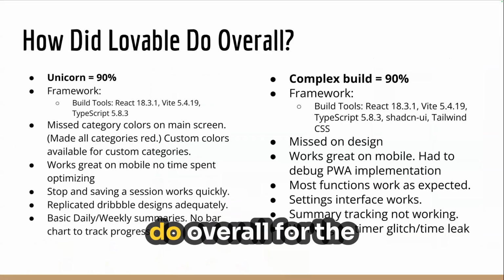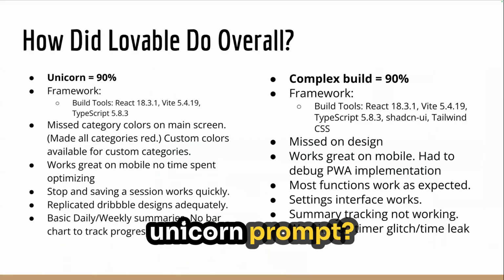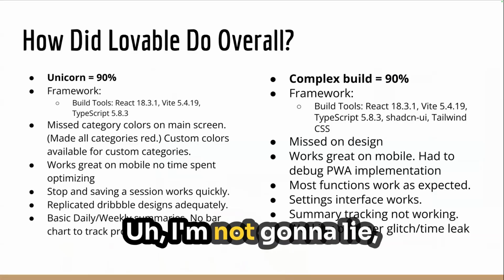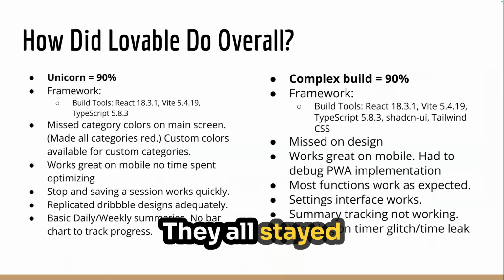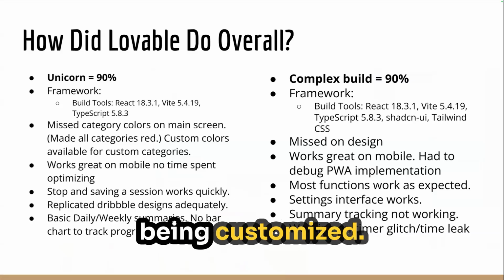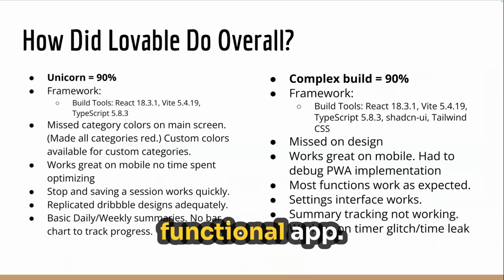So how did Lovable do overall? For the unicorn prompt, I was very pleased. I'm not going to lie. I thought it missed on a couple of items, like the category colors. They all stayed red instead of being customized. But it produced a nice looking and functional app.